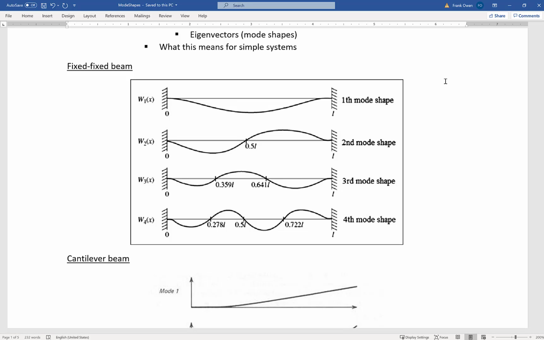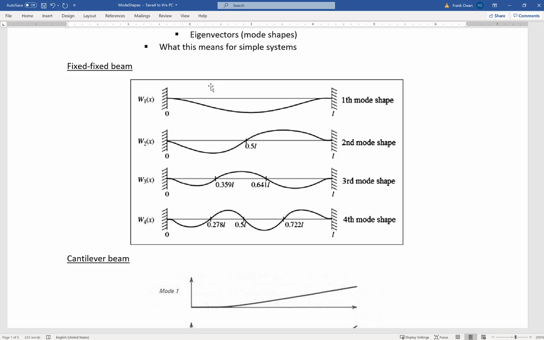I did that and I found these drawings on the internet. This is a case of a fixed beam. As you can see, there are fixed moment-bearing supports on either end. And basically what happens with a continuous system like a beam, what I mean by continuous is it's not individual lumped masses. We'll see the difference in just a second.